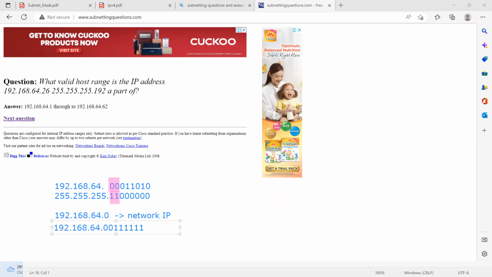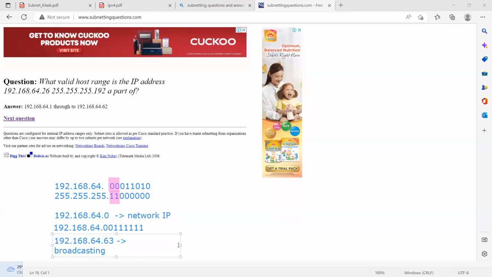00111111. Then count it. So this is 1 plus 3, 3 plus 7, and 15, 15, 31, 31 plus 32 is 63. So then you can write 192.168.64.63. Right, 64.63. Okay, that is without changing these two bits. That is called the broadcast IP. That is the last IP, the broadcast.